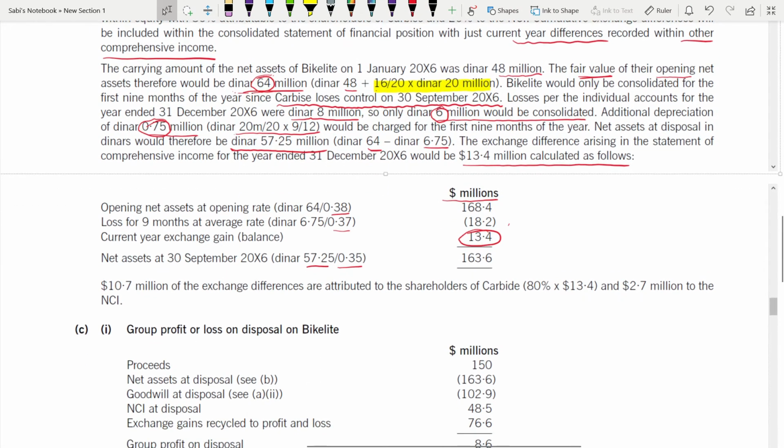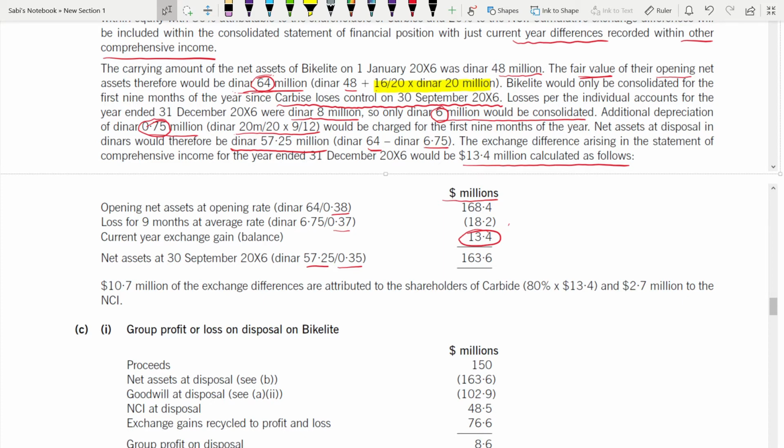So now, how much of this exchange difference will go to the parent and to the NCI? Because in the consolidated financial statements, what is the treatment? That's why you have to write this: how much it will go for the parent, how much it will go for NCI. So that finally you have to write.